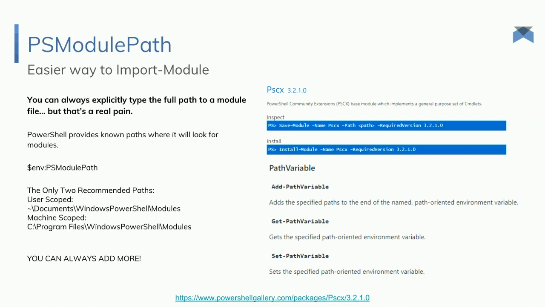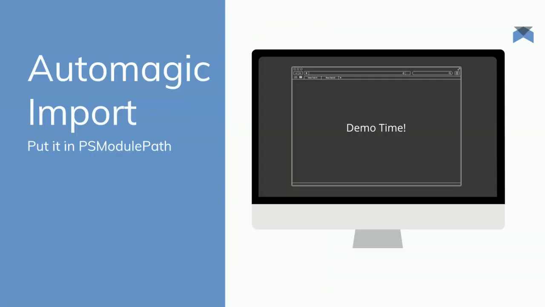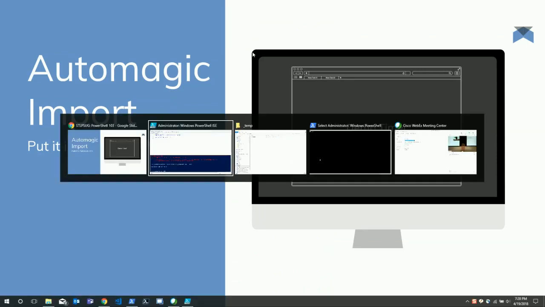So rather than put in something twice, the PowerShell Community Extensions actually have these path variable functions in the module. It lets you do any path variable, not just the path variable, but the path variable for PS module path. So I'm going to move my stuff now.